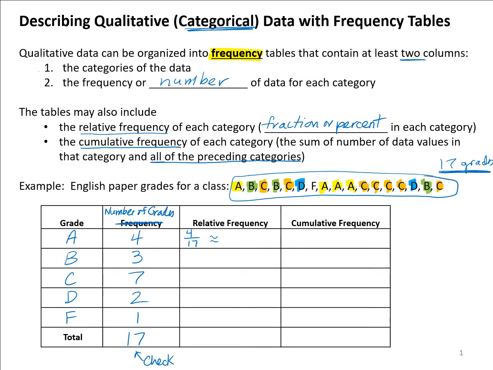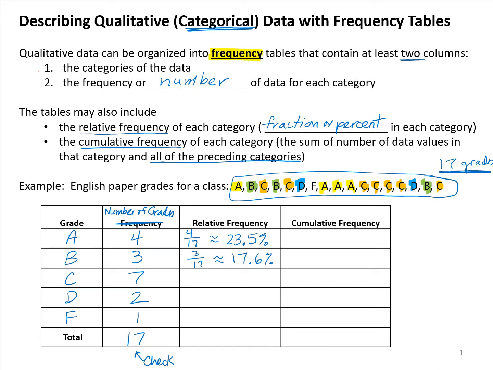And then generally with percents, we're going to round to the first decimal point. So you're going to go one value beyond the decimal point, and you will round that value generally. So when I round what I get from 4 divided by 17 in my calculator, I get 23.5. Our second relative frequency for the grade of B would be 3 over 17, which would be approximately, because I do have to round, 17.6%.